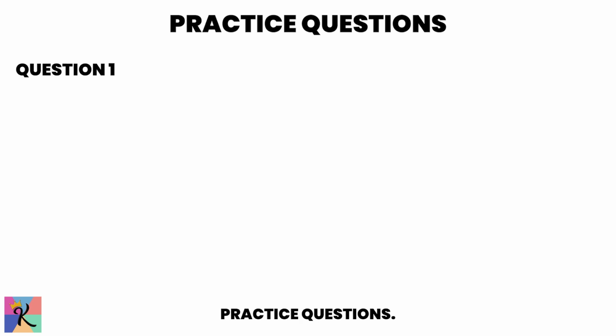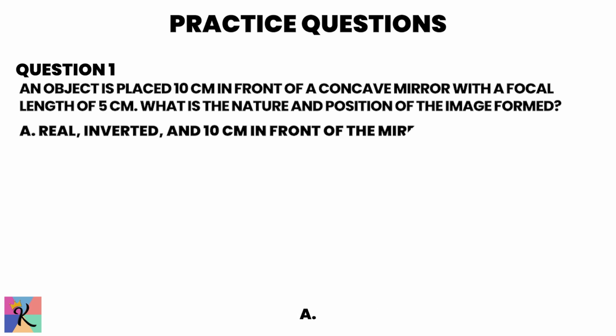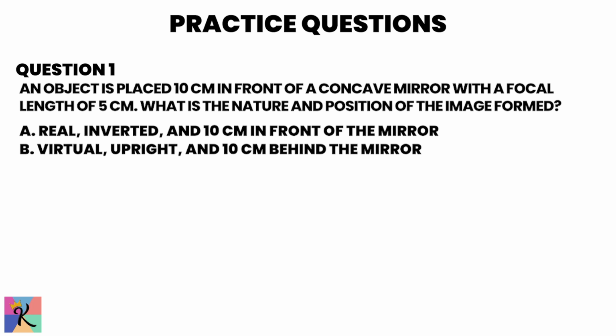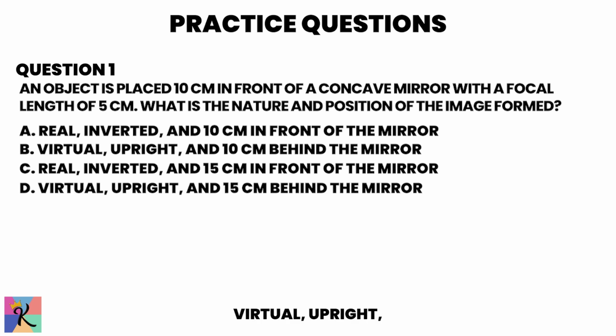Now, let's challenge your understanding with a couple of difficult MCAT practice questions. An object is placed 10 centimeters in front of a concave mirror with a focal length of 5 centimeters. What is the nature and position of the image formed? A. Real, inverted, and 10 centimeters in front of the mirror. B. Virtual, upright, and 10 centimeters behind the mirror. C. Real, inverted, and 15 centimeters in front of the mirror. Or D. Virtual, upright, and 15 centimeters behind the mirror.